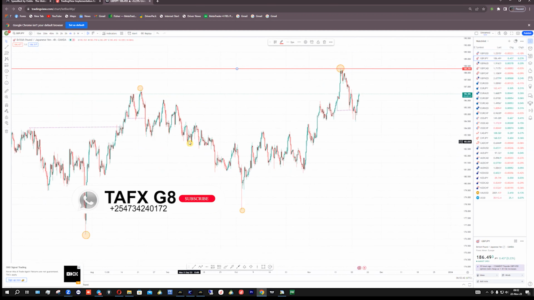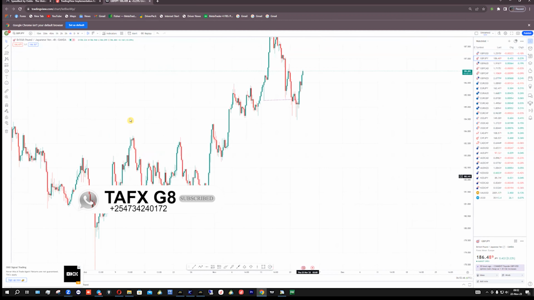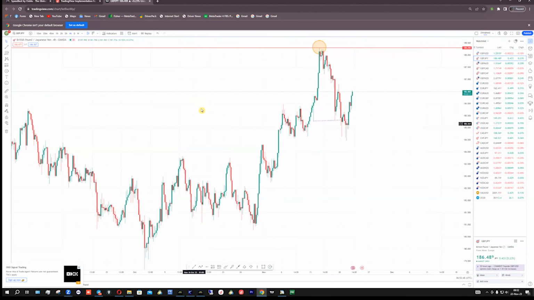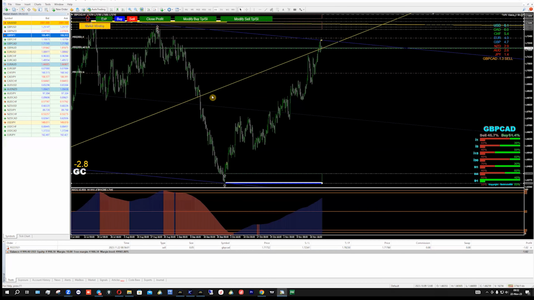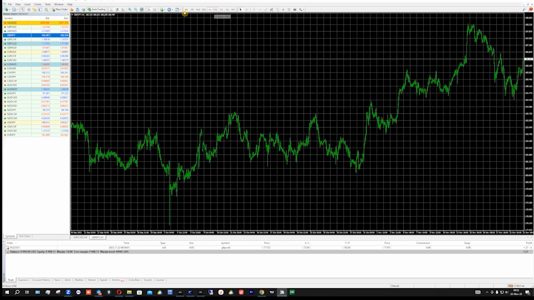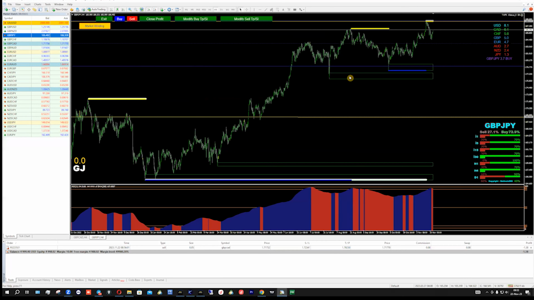So let us go to our system and see if our system can confirm this. Which currency is this? GBP JPY. Let us go to our system here, GBP JPY, and let us go to the 4 hours time frame and set our system there.